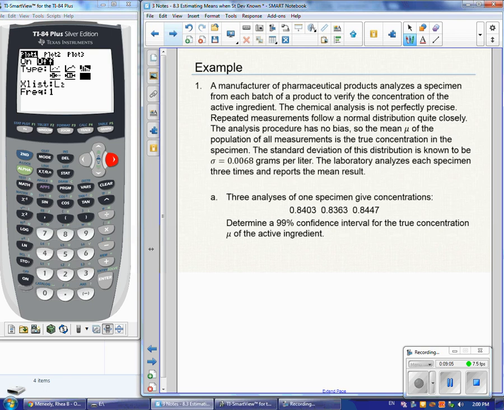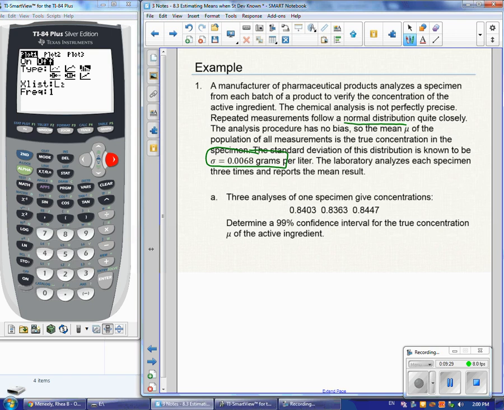The chemical analysis is not perfectly precise, and repeated measurements follow a normal distribution quite closely. So we're told the population is normal. Let me clarify. The analysis procedure has no bias, so the mean of the population of all the measurements is going to be the true concentration in the specimen. The standard deviation of this distribution is known to be 0.0068 grams.